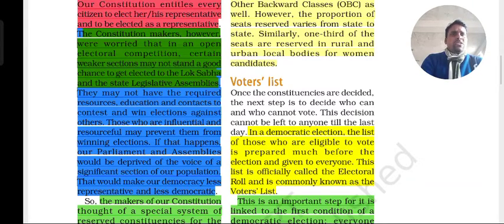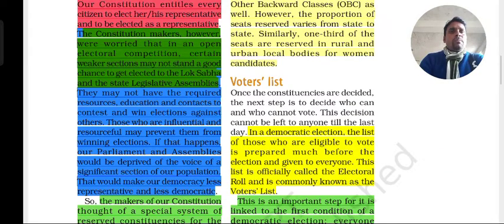In a democratic election, the list of those who are eligible to vote is prepared much before the election and given to everyone. This list is officially called the electoral roll and is commonly known as the voter list. So this list has to be prepared and maintained before the election, and officially it is known as the electoral roll, or we can also say a voter list.